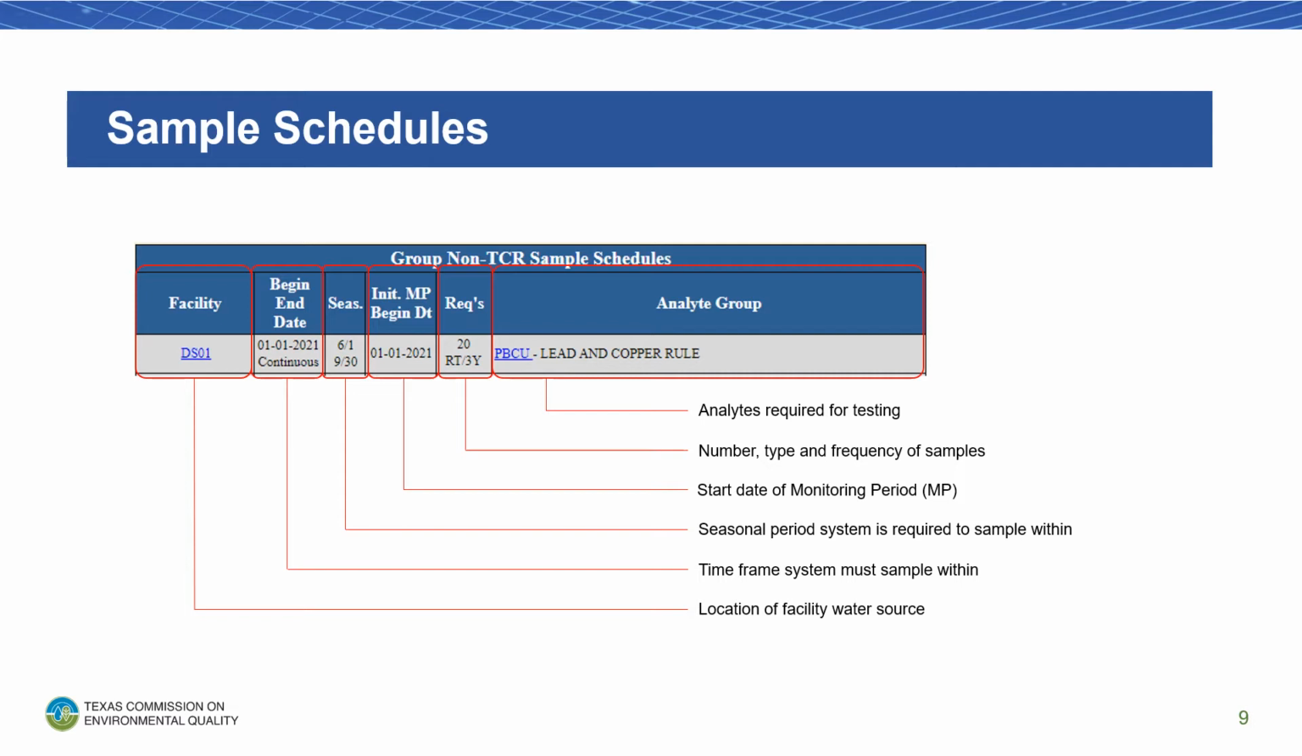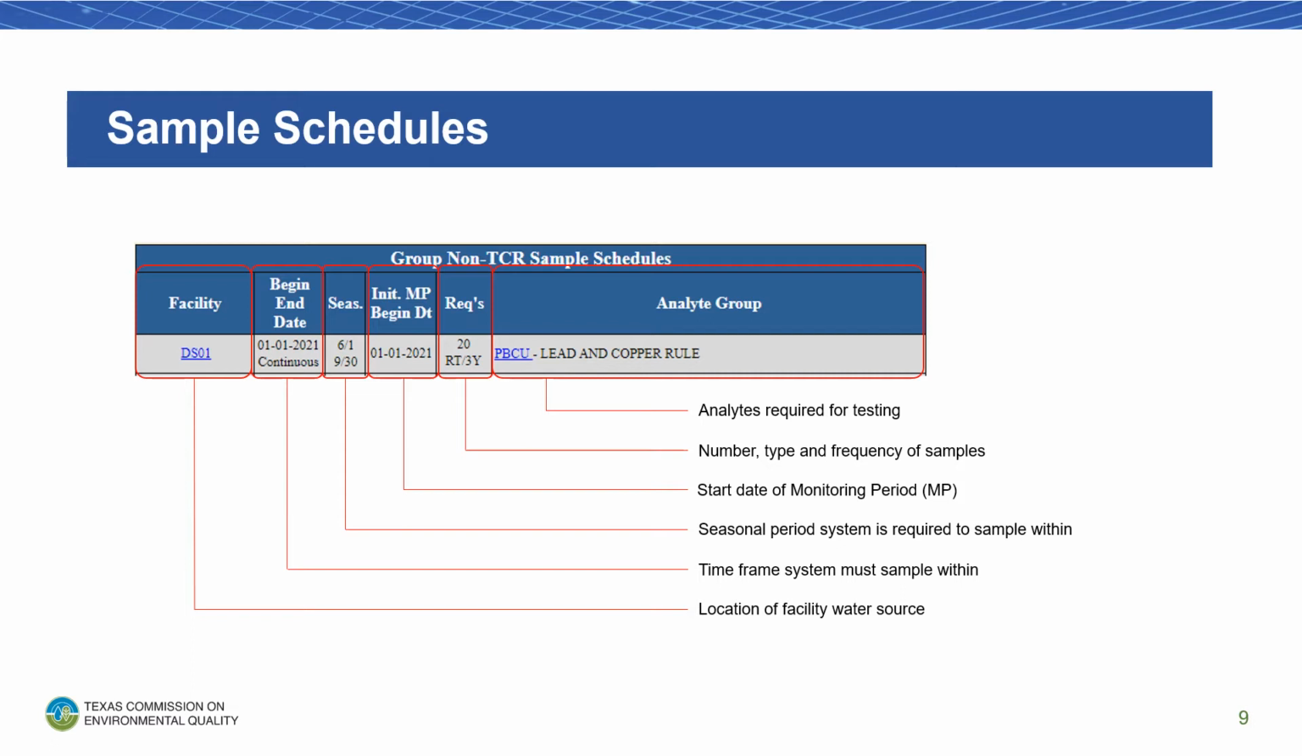On this page, we'll discuss what information is housed in each part of the sample schedule table. Facility provides information about the type of location associated with the water system, such as distribution systems, treatment plants, sources, etc. This information allows the operator to know which location the associated samples will need to be taken from. In this example, DSO1 is listed as the facility, indicating that the samples are representative of the distribution system.